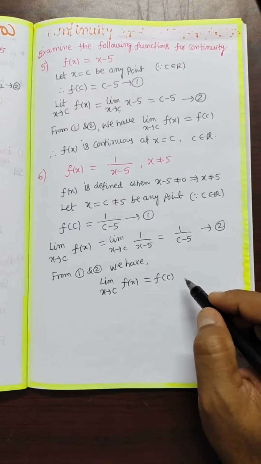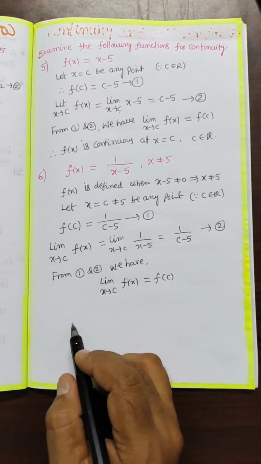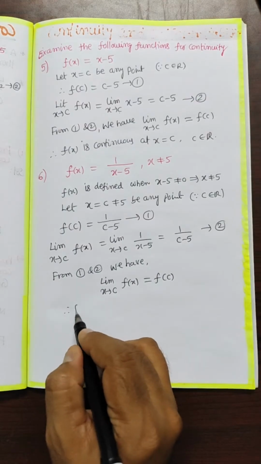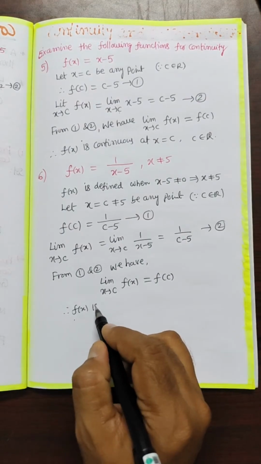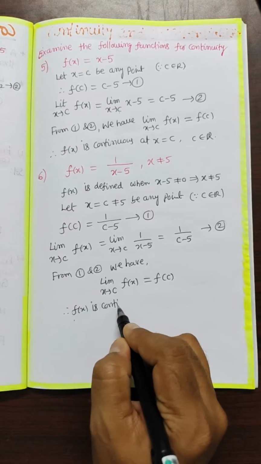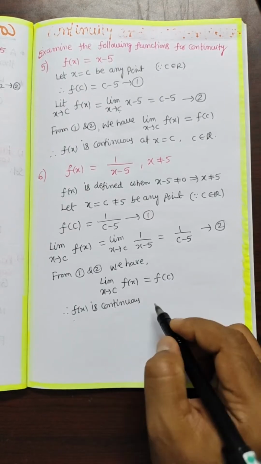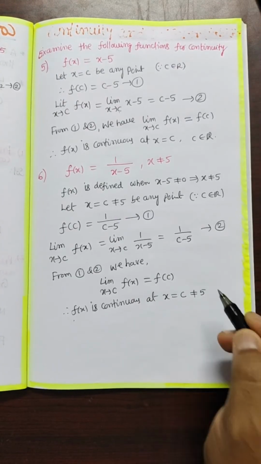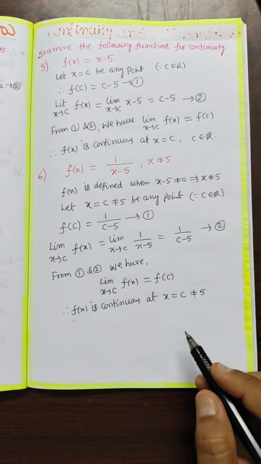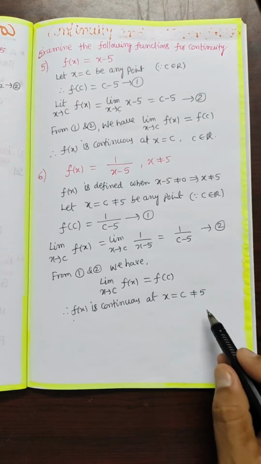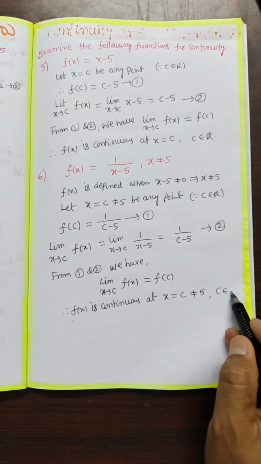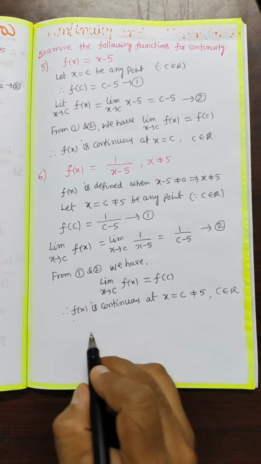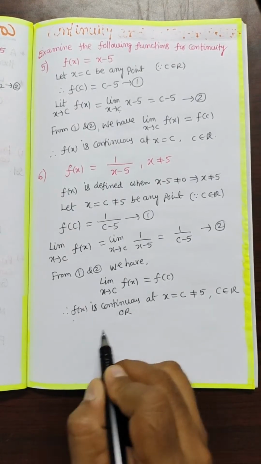Okay, dear students, this is the way we can. Therefore, f of x is continuous at x is equal to c but not equal to 5. That is, how can we write: c belongs to R except 5, remaining c belongs to R. We can write like this also, another way or another representation.